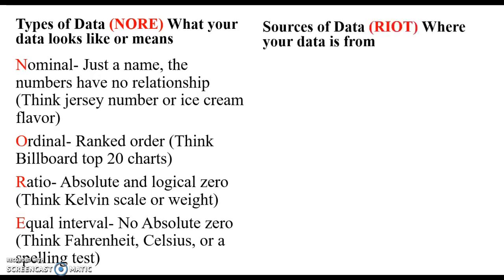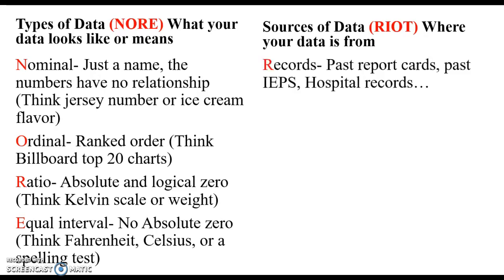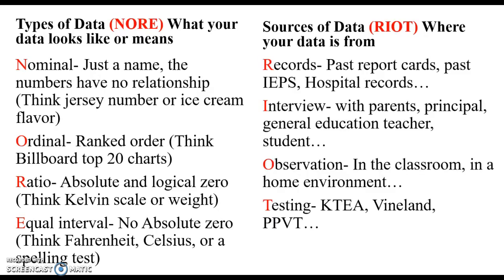those words. So now we're going to move over to sources, which is where your data is from, and that's RIOT. So R-I-O-T. Records, easy, just any past records that you use, report cards, IEPs, hospital records. Interview is going to be anything that you can get information-wise from the parent, principal, the teacher, past teachers, the student. Observation, you can observe a child in the classroom, in the home environment, in the park, all different places.